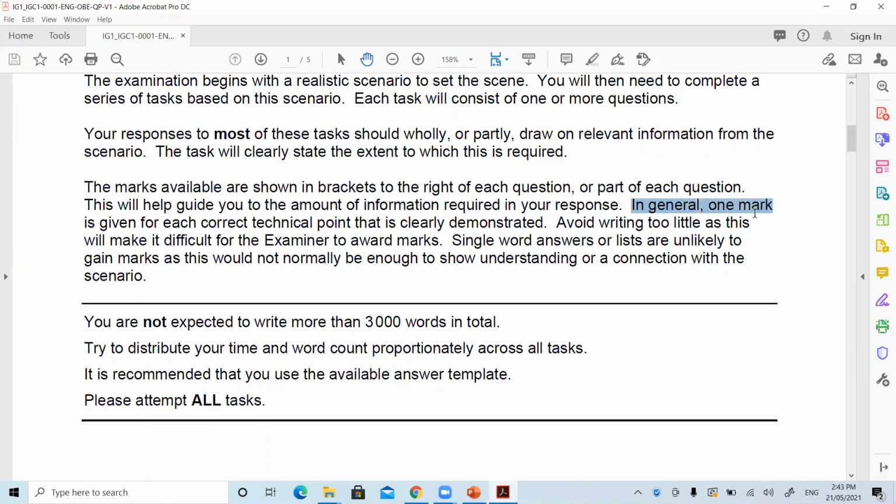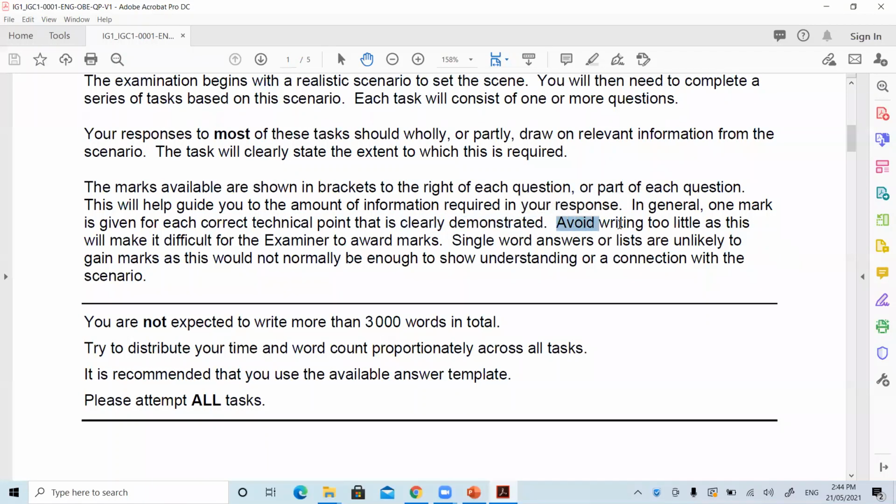In general, 1 mark is given for each correct technical point that is clearly demonstrated. This is now very, very clear. So if a question carries 10 marks, you need to give at least 10 technical points. You need to give 10 correct technical points and you need to clearly demonstrate them. What does clearly demonstrate mean? It means you need to give a sufficient amount of information in that point. If you write a few words or half a line as your technical point, it will not be accepted. You need to clearly demonstrate that you understand this concept.